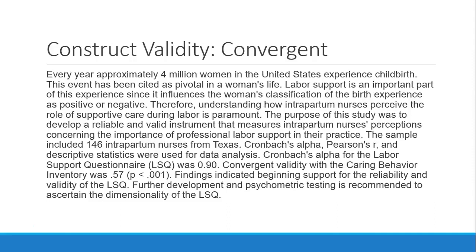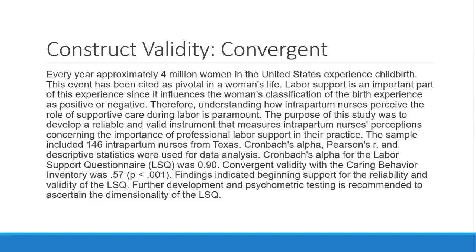So what they did was they correlated the labor support questionnaire with the Caring Behaviors Inventory and basically got a moderately strong, statistically significant correlation. So this is another example of convergent validity because beginning support is established for the reliability and validity of the LSQ, but it has to be further created. So what they're saying essentially is that labor support and caring converge. They're related. They may not be strongly related at a 0.8 correlation coefficient, but they are related at a moderately strong correlation coefficient.